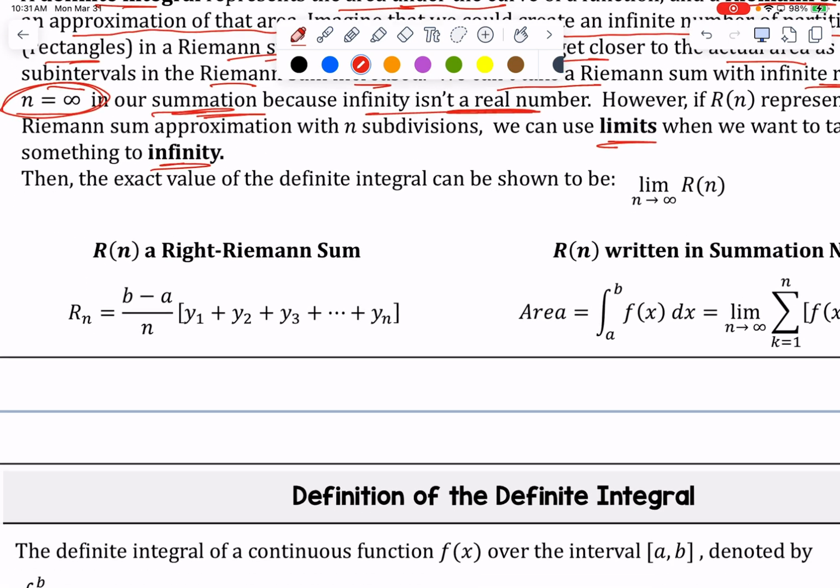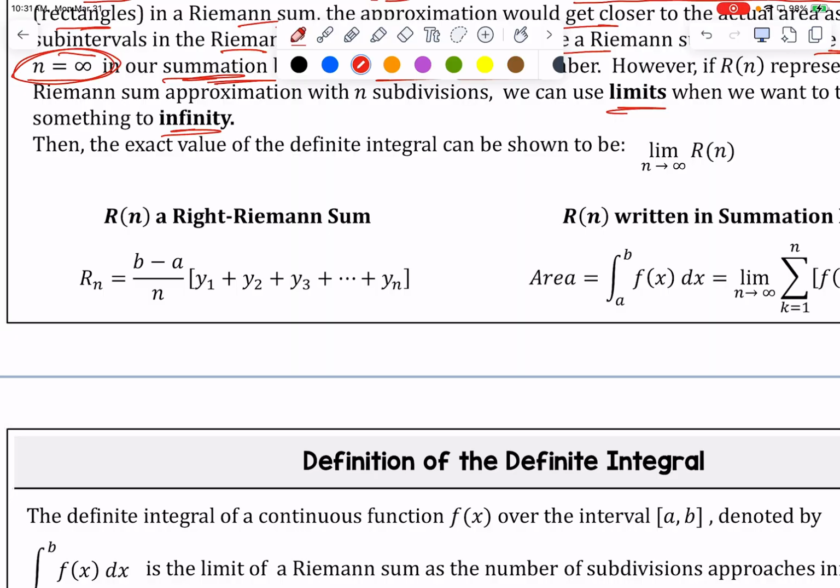So here's what it looks like. For right Riemann sums, okay, you would have b minus a. Here's your width. If it's equal width, notice if it's equal width, where can we put the width? All the way out front. And then you take and add up all the what? The heights. The y values for the function end up being the heights.